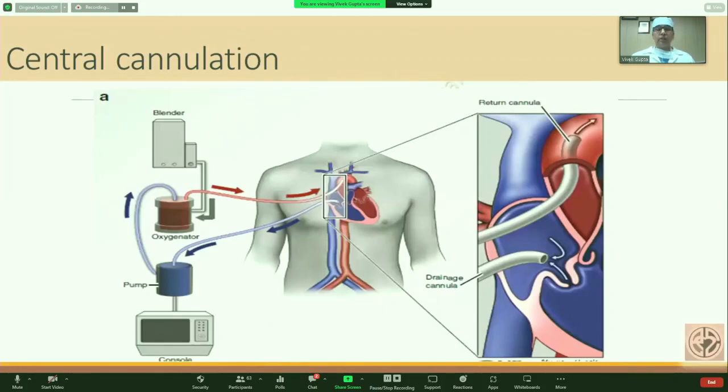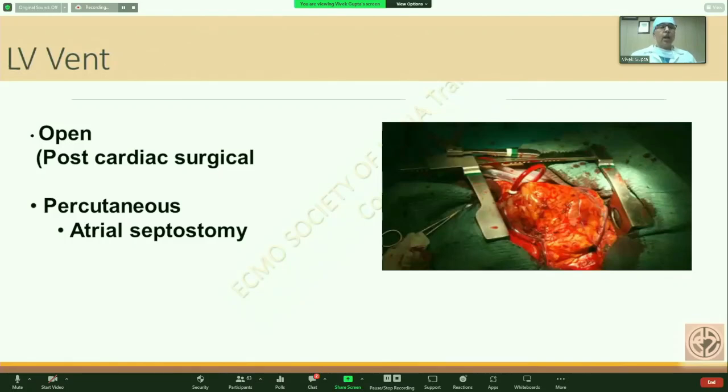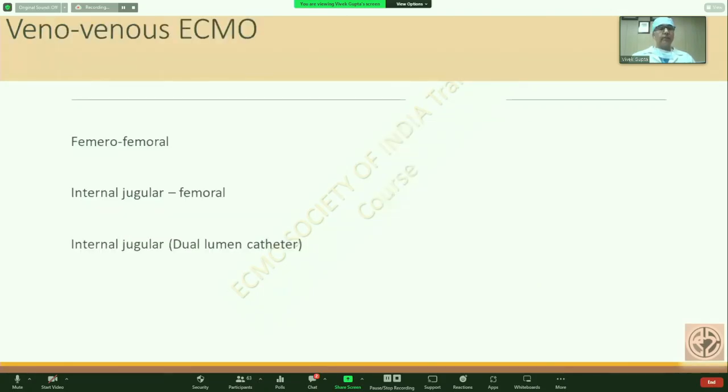This is what you can see, the central cannulation. The cannula is placed in the ascending aorta itself, so that all perfusion is taken care of by this cannula placed in the ascending aorta. Besides this, when we are using the open technique, we can directly place the LV vent, which you can see here. It has been placed on the apex of the left ventricle so that we can do a good decompression of the LV. Otherwise, in cases of peripheral cannulation, we can do a percutaneous atrial septostomy, which is done in the cath lab under fluoroscopic guidance.